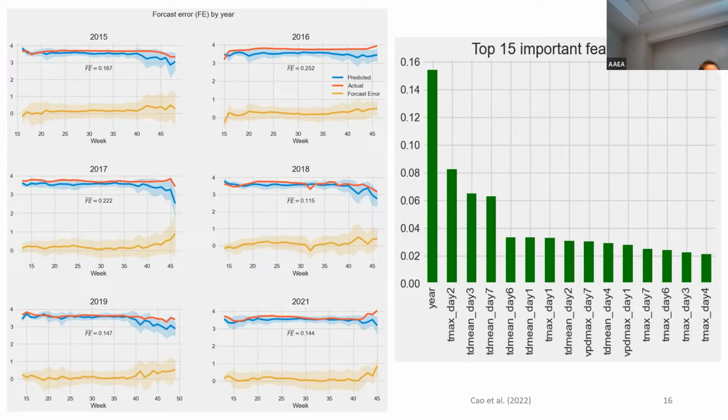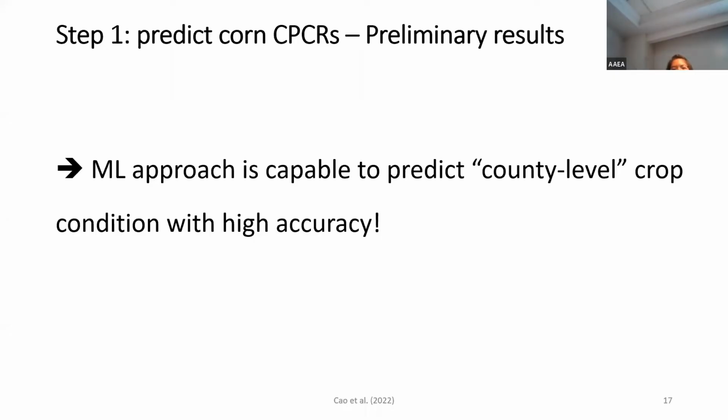So it still captures a lot of prediction. Yeah, so that is for now. Our message at this step is that using a machine learning approach is somehow a way to go to predict county-level crop condition with high accuracy.